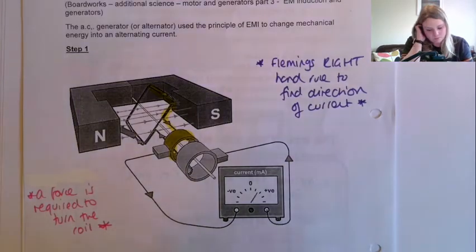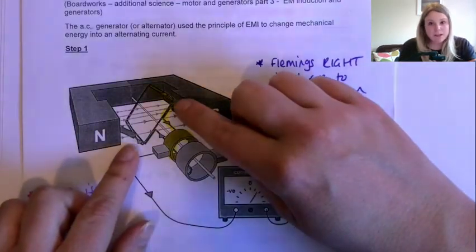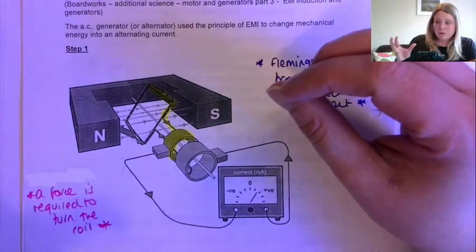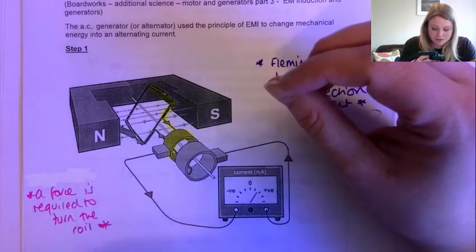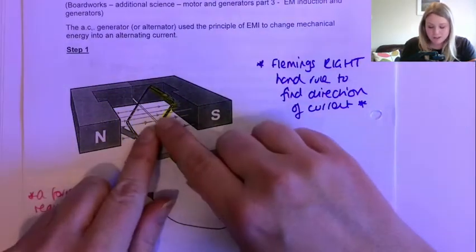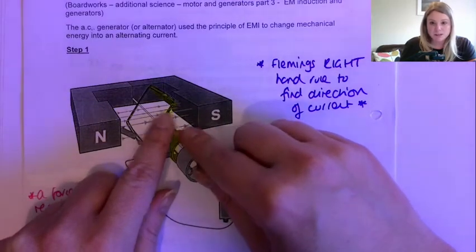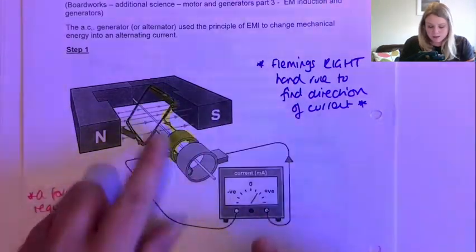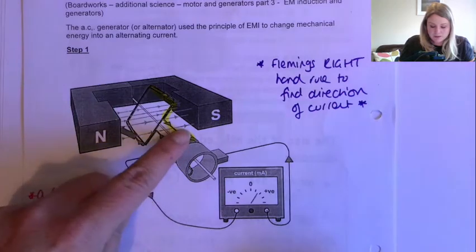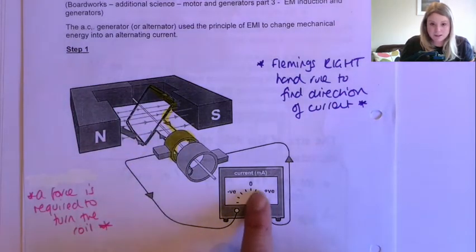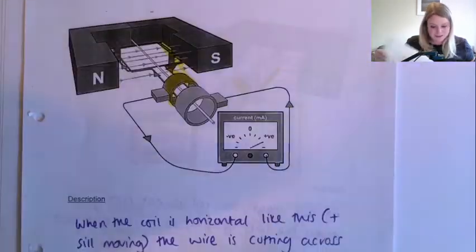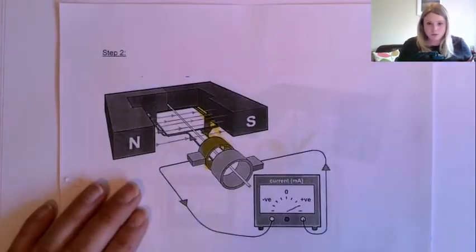Okay, so if you remember, we get our maximum current being induced whenever the coil is cutting across perpendicularly. So here, with the current traveling this direction, we've got a slight positive current. Okay, let's look at the next three diagrams. So step 2 over the page.